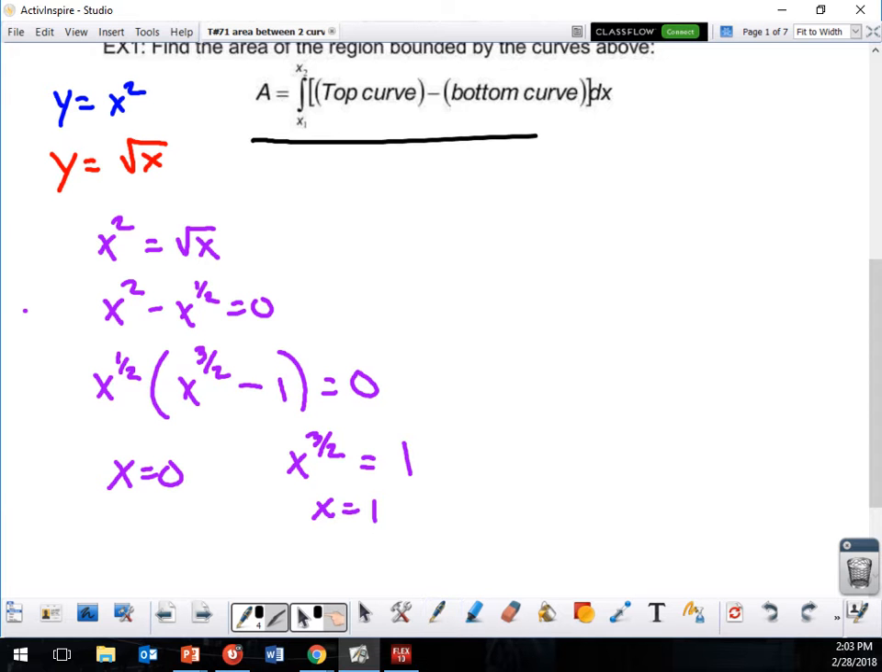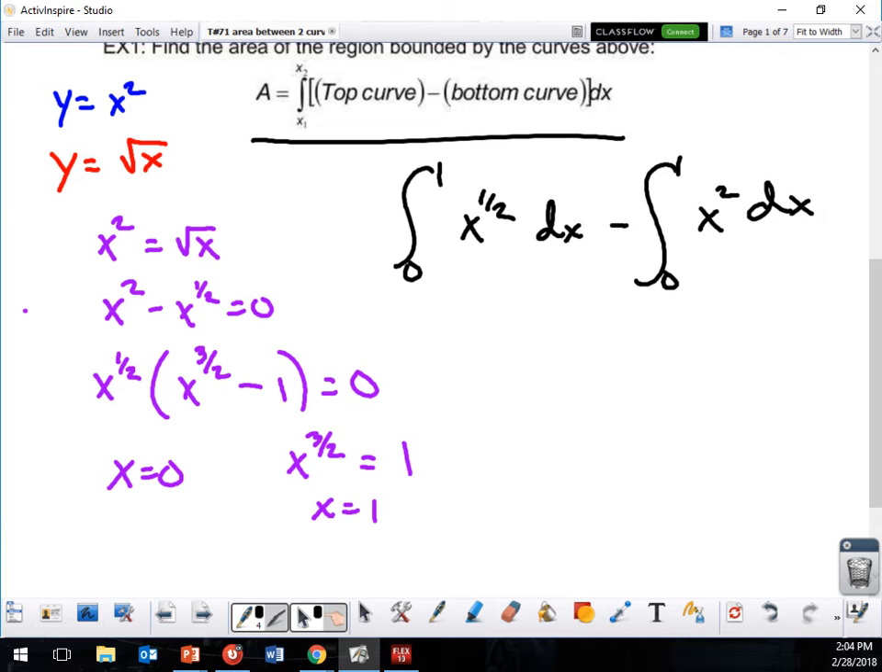So here's my formula. Area is going to be the top curve minus the bottom curve. So I'm going to use the fundamental theorem of calculus and break it up into two separate integrals. It's going to be the integral from 0 to 1, and my top was x to the 1/2, dx, minus the integral of the bottom from 0 to 1, x squared dx. So you could break it up like this. You don't actually have to have all of it like this, because if you did, you would have to have these parentheses here, signifying all this with your dx.